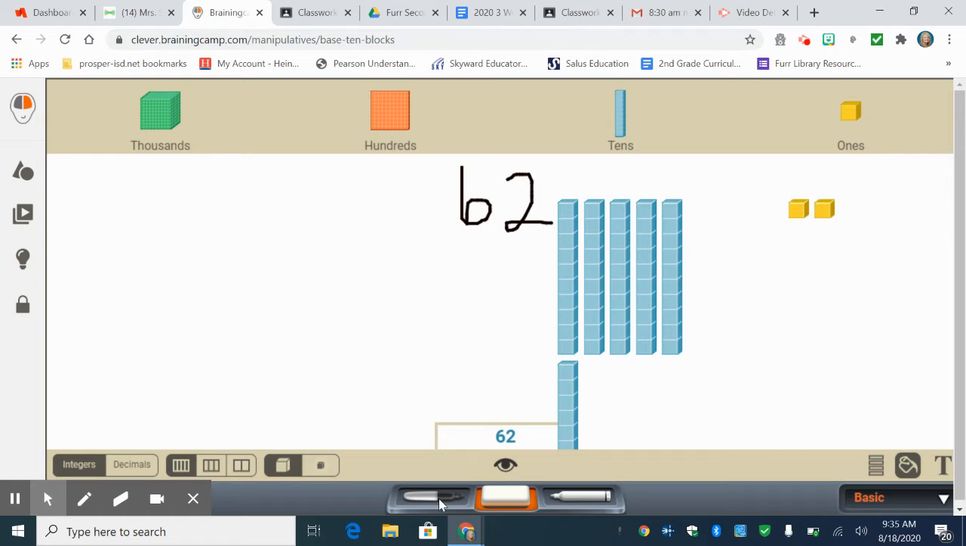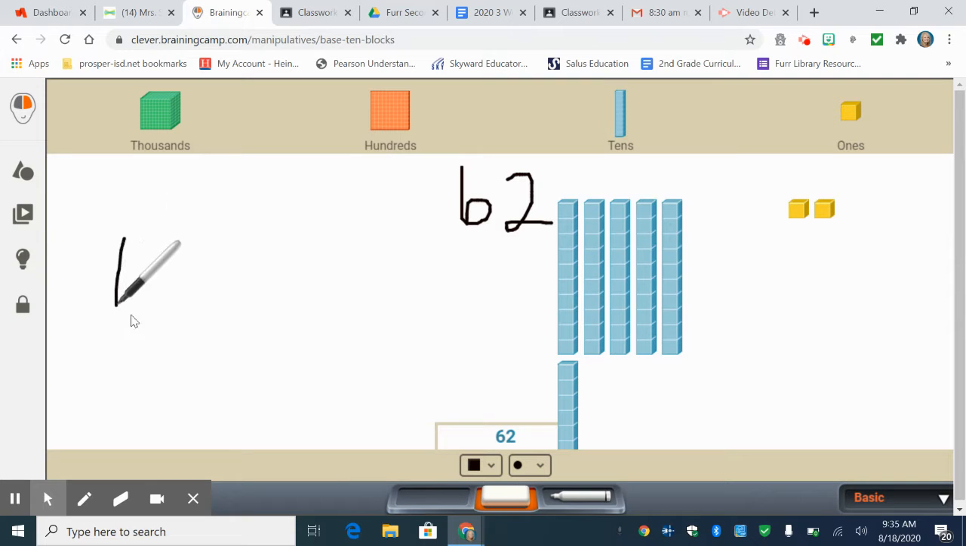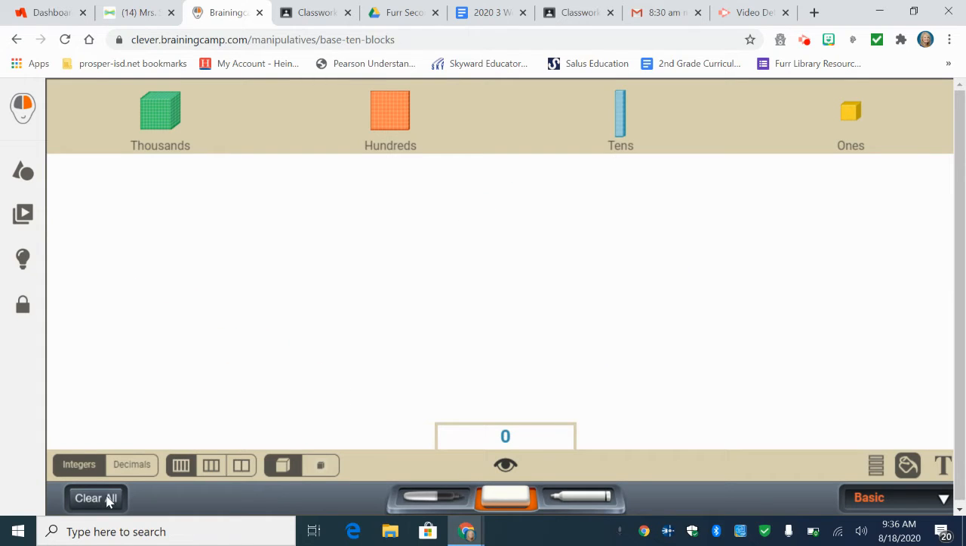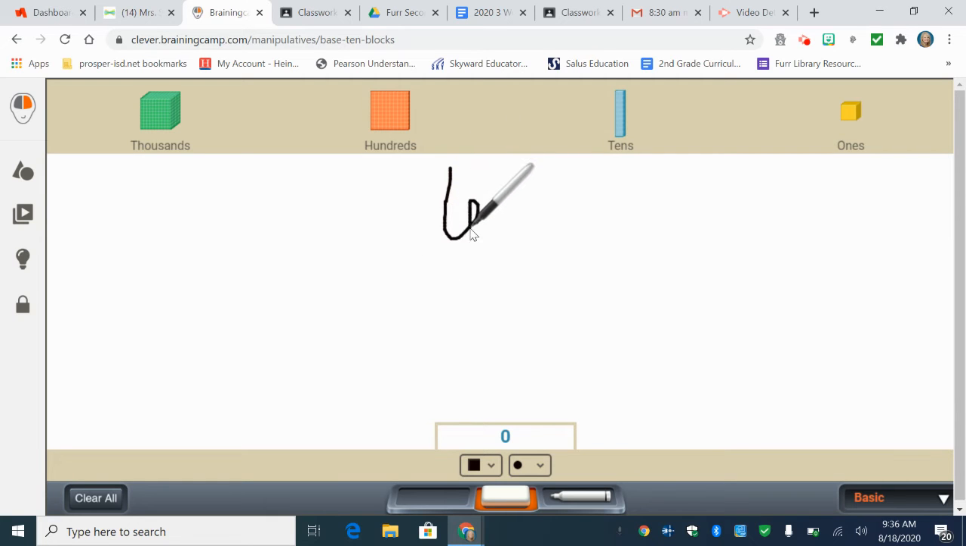Or we would write it as 6 tens and 2 ones. Okay, that's just our standard way of writing a number that we see it, right? We call that the standard form, just a regular way to write a number, okay? But we also have what we call a non-standard form. So let's think about that number 62 again, okay?